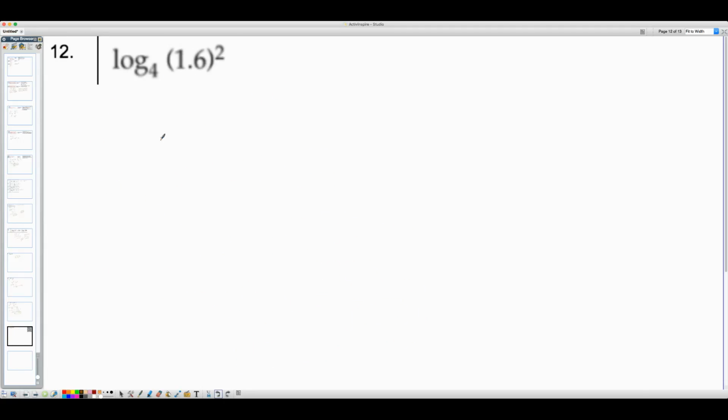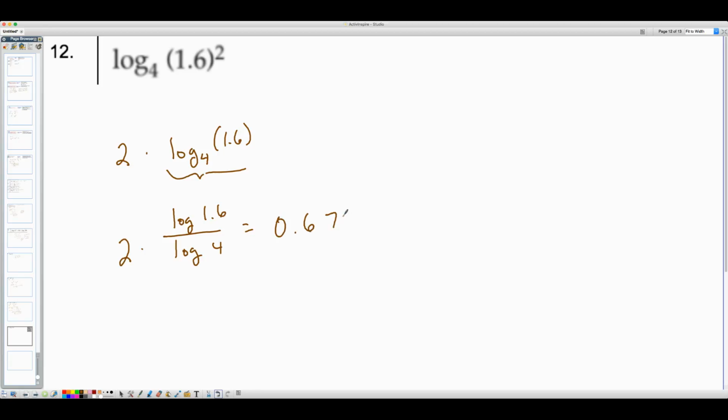Here I want to know what this value is. I'm going to rewrite it as 2 times log in base 4 of 1.6. I'm going to use my change of base rule to get 2 times log in base 10 of 1.6 divided by log in base 10 of 4. When I plug this into the calculator, I get 2 times log of 1.6, close parenthesis, divided by log of 4, and for my answer I get 0.6781, rounded to the fourth decimal place. I think that's it. Good luck and success.